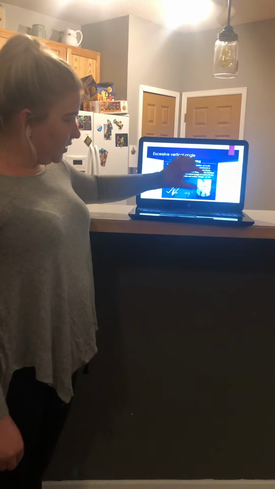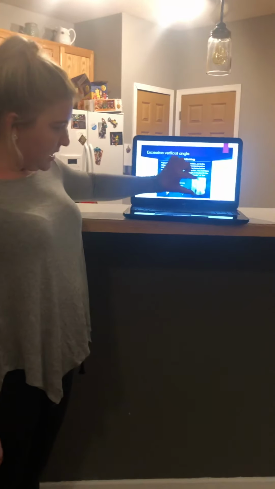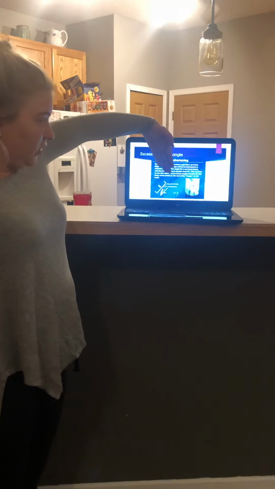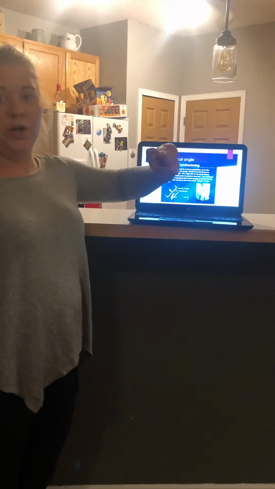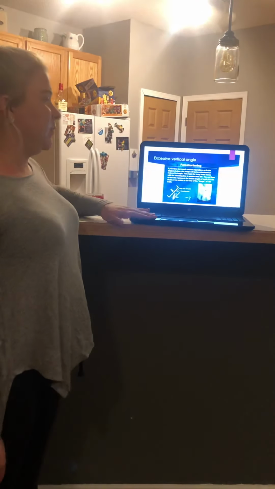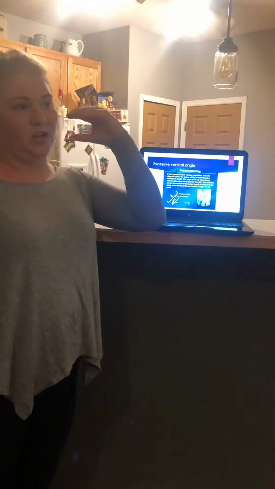So the tooth itself should actually be this long, but because we had too much vertical angle looking down at that tooth, the tooth actually looks shorter than it should be. So that's what we call foreshortening. So when we're doing vertical angle of the maxillary arch, if you do too much, the teeth will actually look too short.